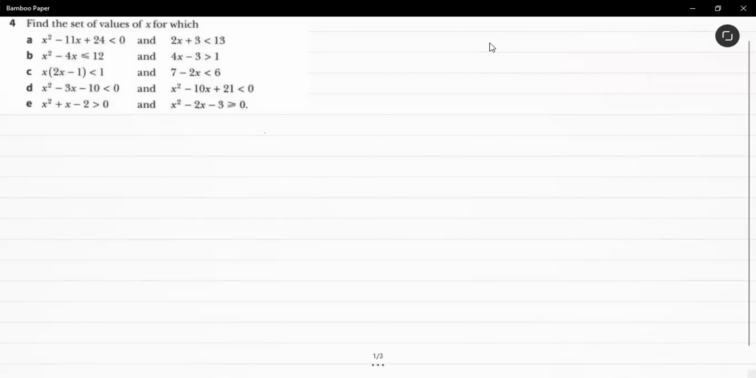Hey everyone, this is the Math Nexus, and today we are going to continue with exercise 2.4, and we are going to start with question number 4A.